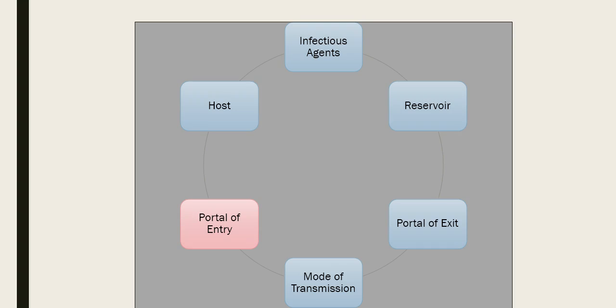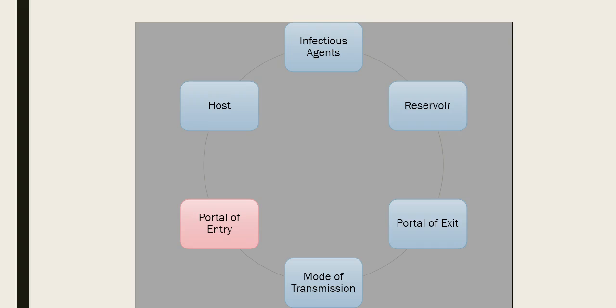So after we talk about mode of transmission, we have to look at portal of entry. And as you can see, portal of exit, mode of transmission, and portal of entry are all very closely connected. So the portal of entry is how it actually enters the body of the host. And if you look at mode of transmission and portal of exit, you usually can determine what the portal of entry is. And the last element in this chain is the host.